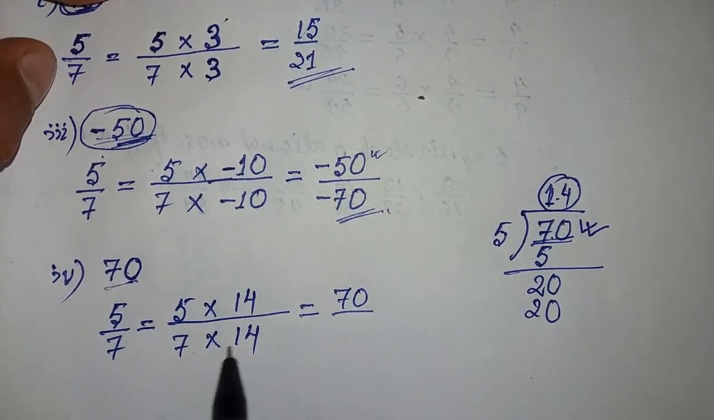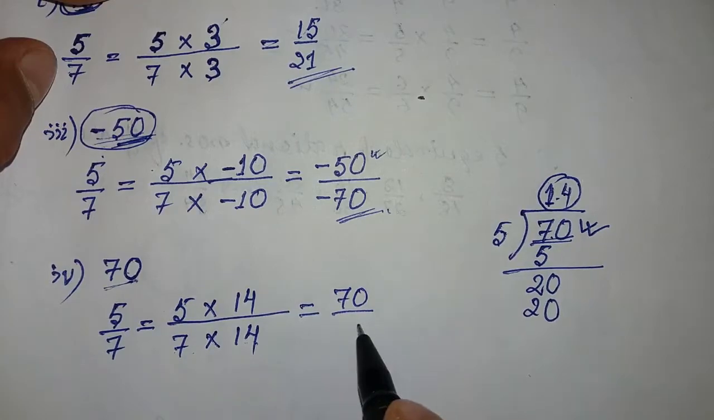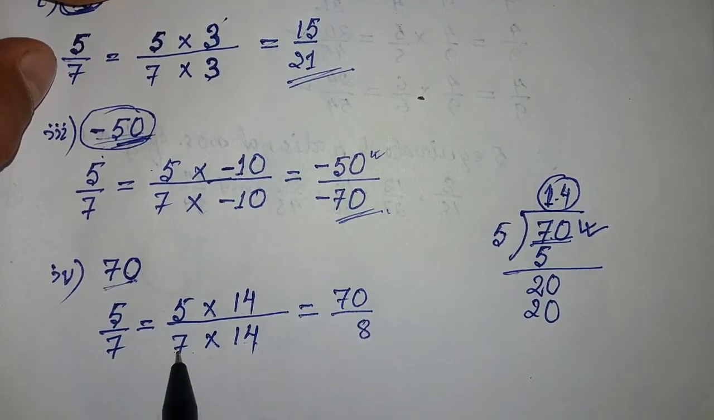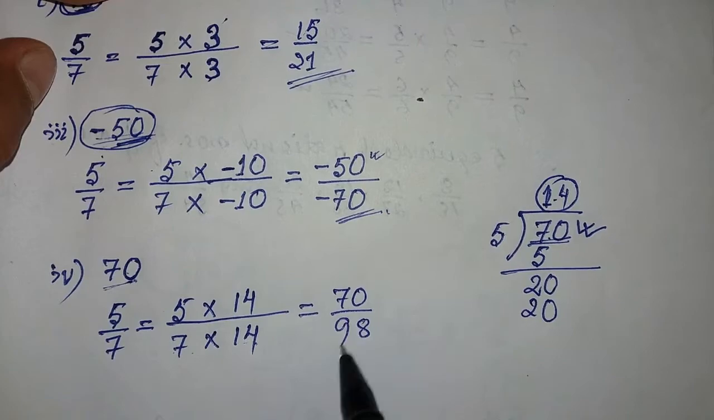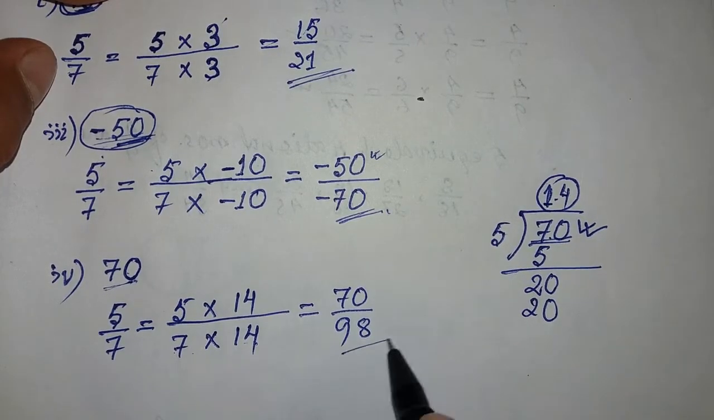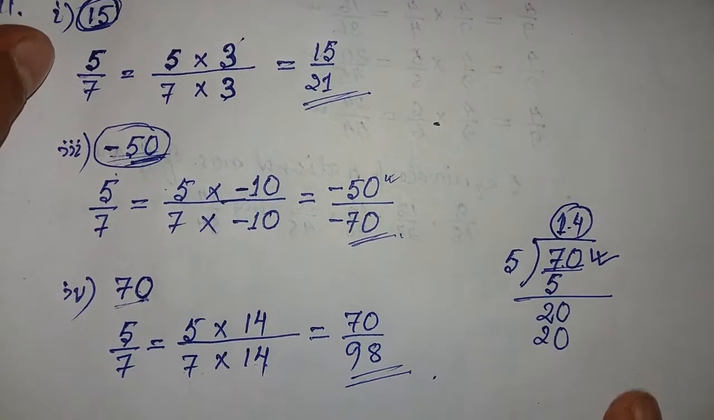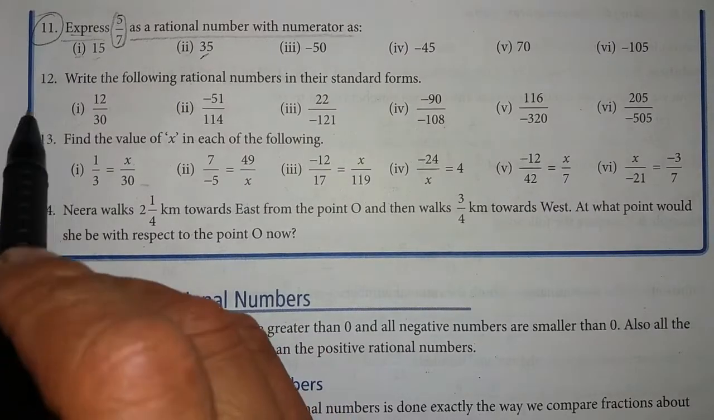Now again you have to multiply 7 into 14. So 7 fours are 28, 2 in hand. 7 ones are 7, 8, 9. So this is 98. This is the answer. Now let's see another question, question number 12.